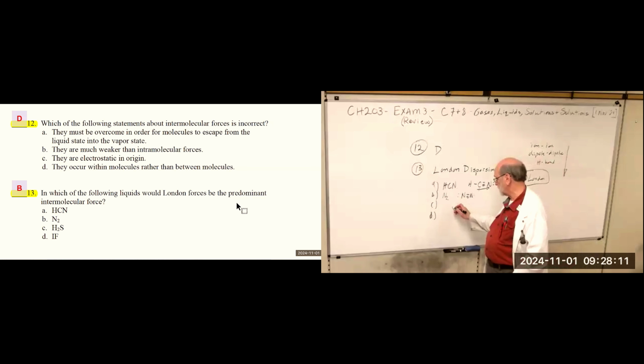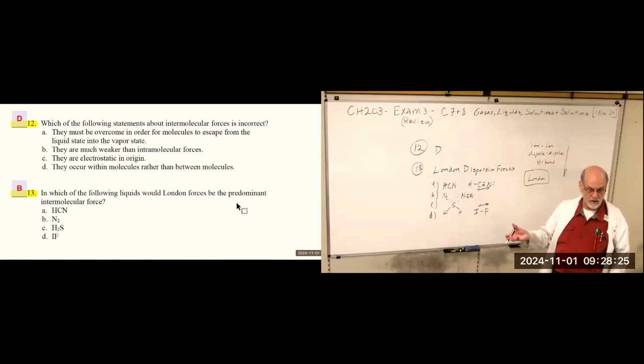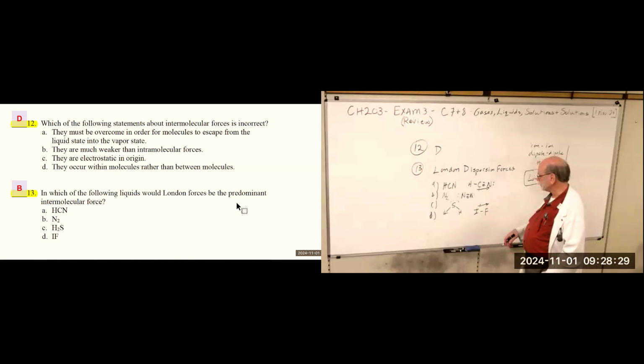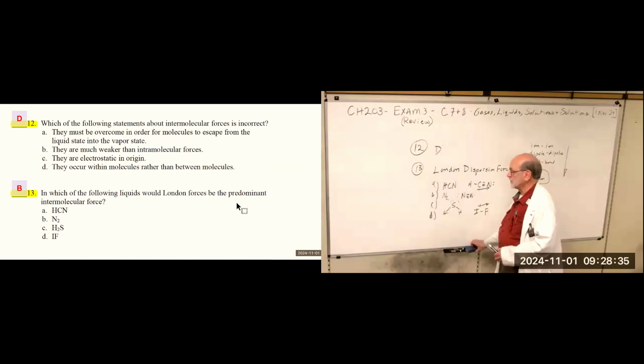H2S would look like water. And the last one, IF, would be this direction. Because fluorine has the largest electronegativity of all. Okay, so we found our answer. Nitrogen would be the one that's predominantly London dispersion forces.